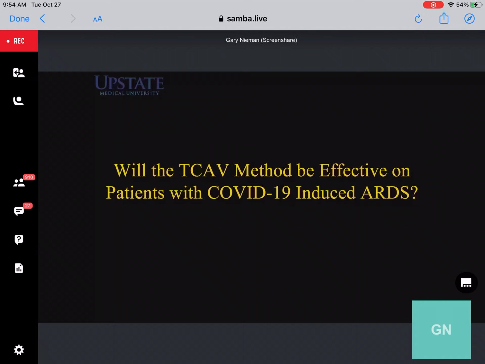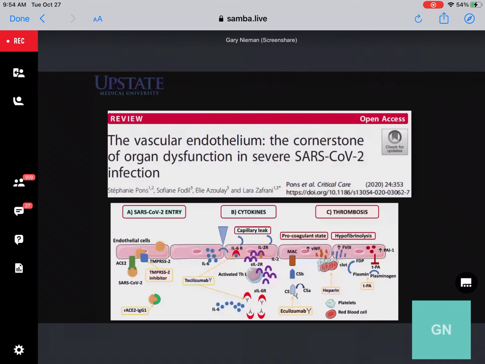And with that, I'm going to give you a very quick introduction or synopsis of whether the TCAV method can be used for patients with COVID-induced ARDS, or CARDS. A quick recap of our knowledge to date of how SARS-CoV-2 actually damages the lung and causes ARDS. It enters through the ACE2 receptors and causes a massive cytokine release, the cytokine storm. This leads to capillary leak and injury and death to the endothelial cells, which exposes the basement membrane, which leads to thrombosis. So it's a very big clotting issue also.